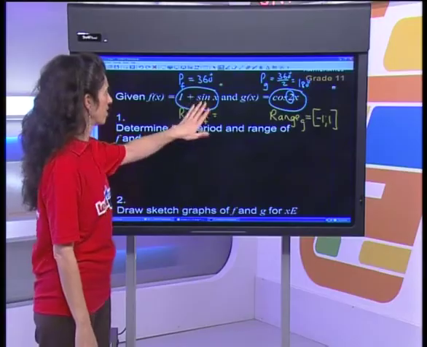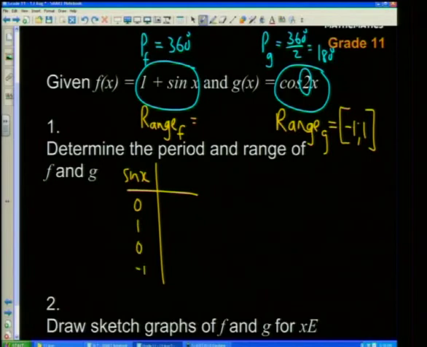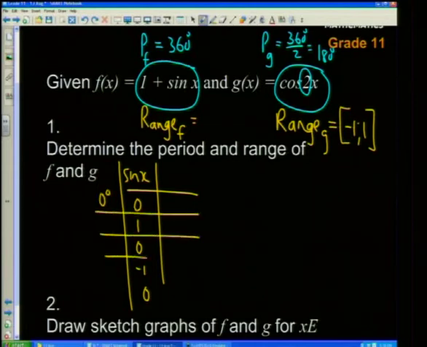However, can you see we are taking sine, we're adding 1 onto it. So we have to take the y values. So the best way is to say, right, what are my y values for my sine graph? So sine x would be a 0, a 1, a 0, a minus 1, and a 0. And that would happen at my quadrant angles, naught, 90, 180, 270, and 360.